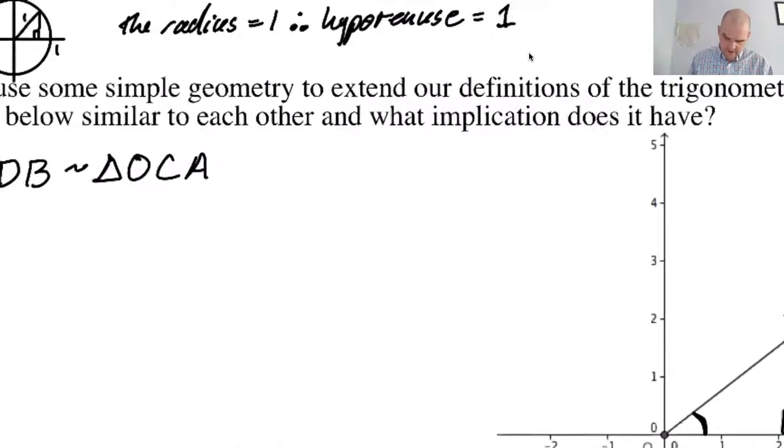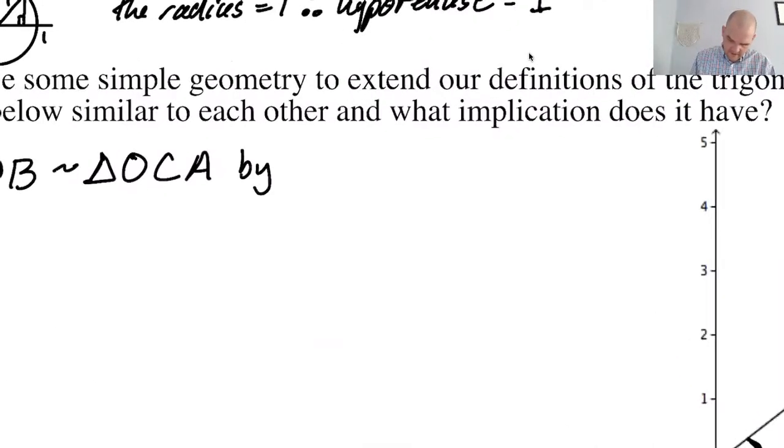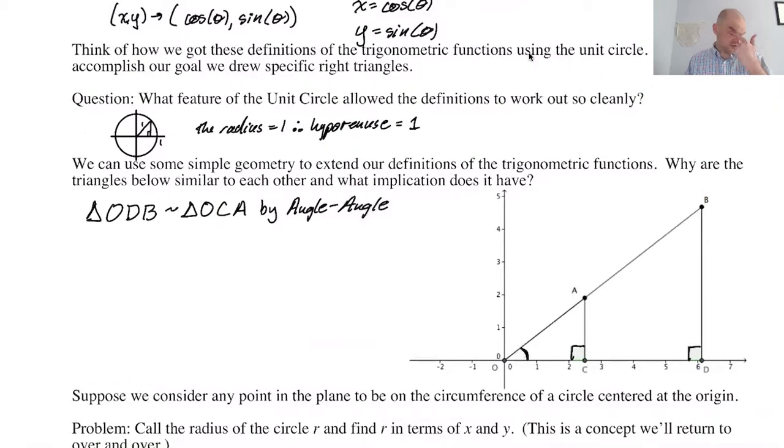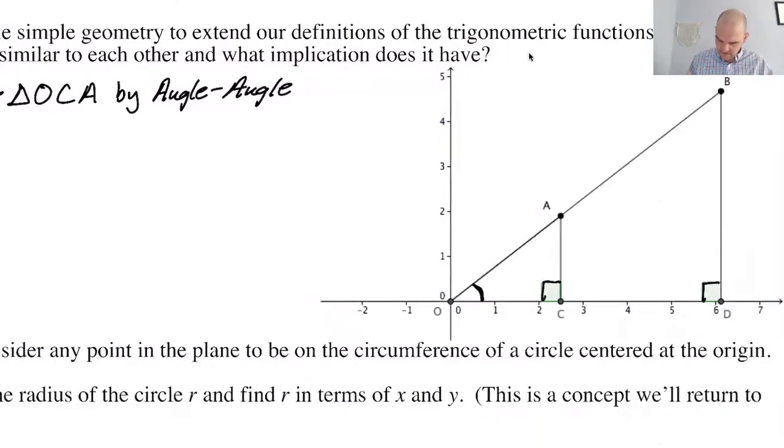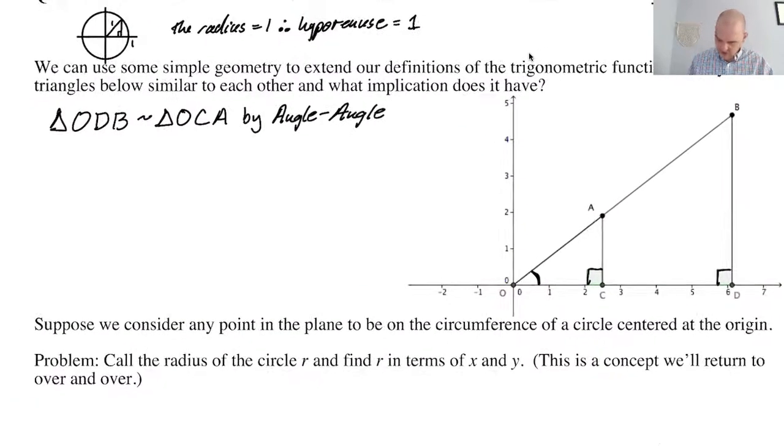Okay, these are similar, and I'm going to say by angle. If two angles of two triangles are congruent, then the triangles must be similar to each other. So these are similar by angle. When I used to teach geometry, what I used to do is just use this: these sides are going to be in proportion, and these are going to be in proportion.